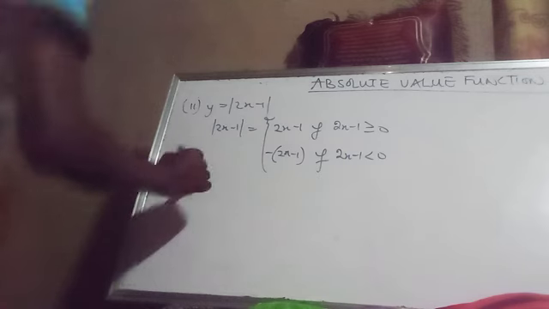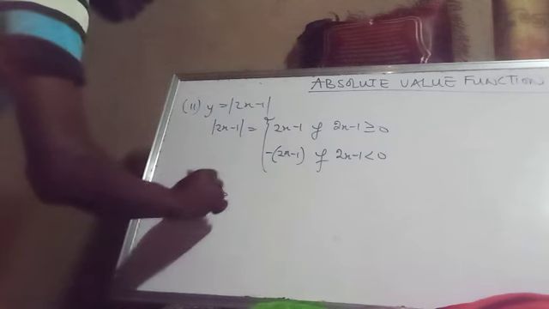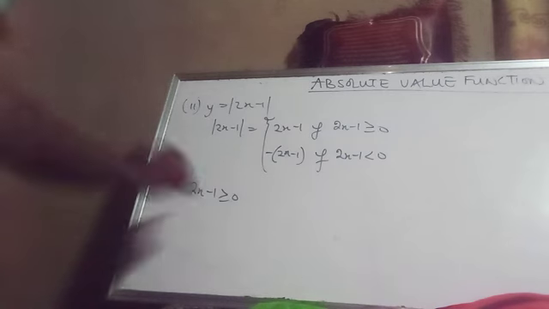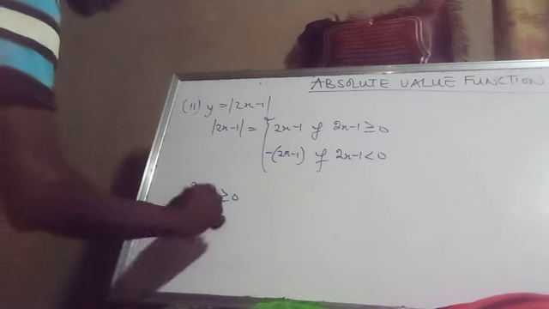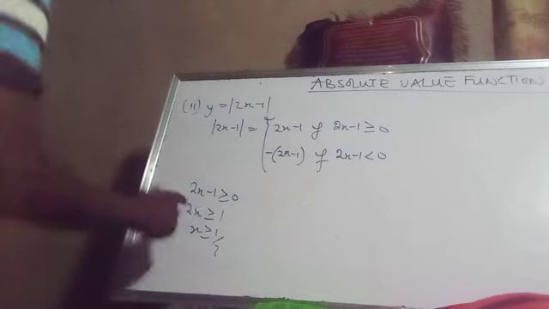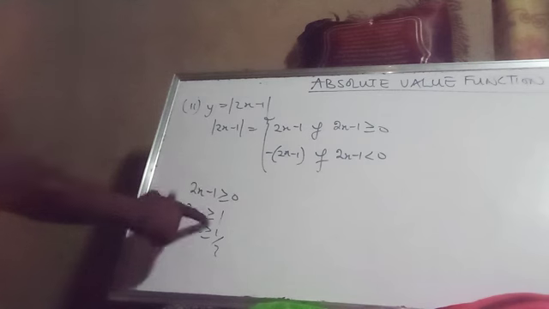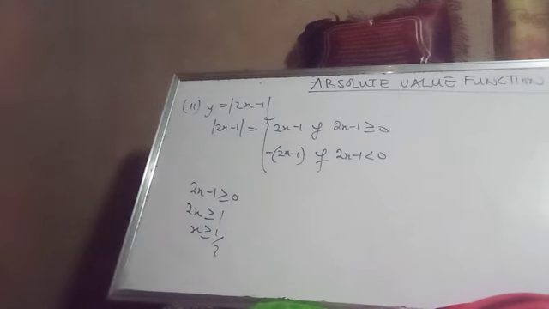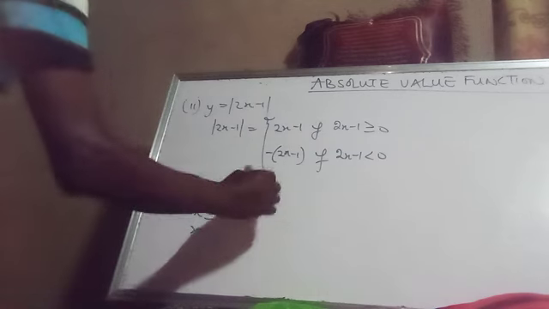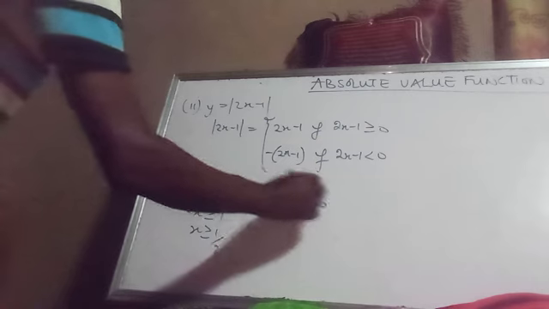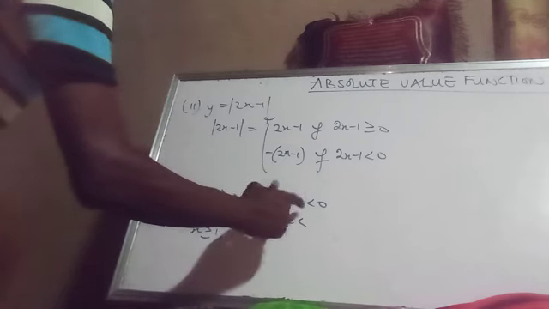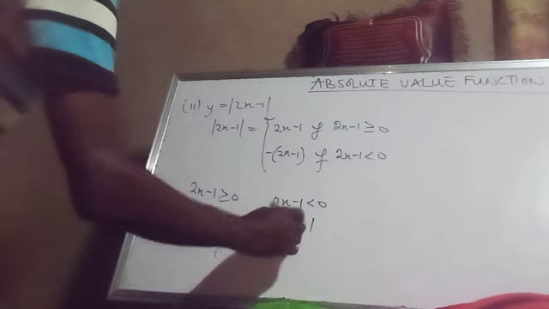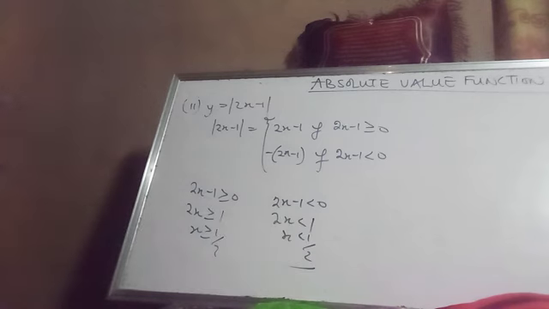So to sketch, 2x minus 1 greater than or equal to 0, what will be the value of x there? We have 2x greater than or equal to 1, x greater than or equal to 1 over 2. By the time you take 1 here, it becomes plus 1. So divide both sides by 2, you have x greater than or equal to half. For the second one, we have 2x minus 1 less than 0, 2x less than, take your minus 1 here, it becomes 1, x less than 1 over 2. Fine.